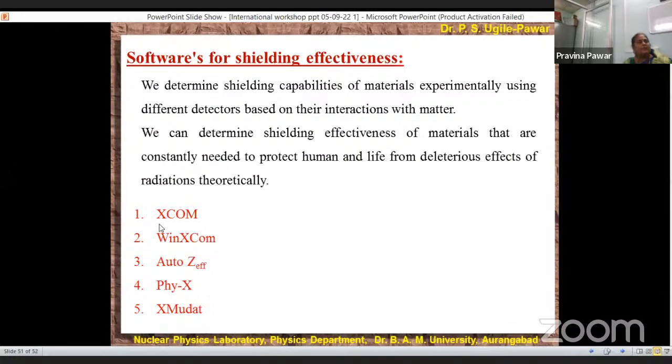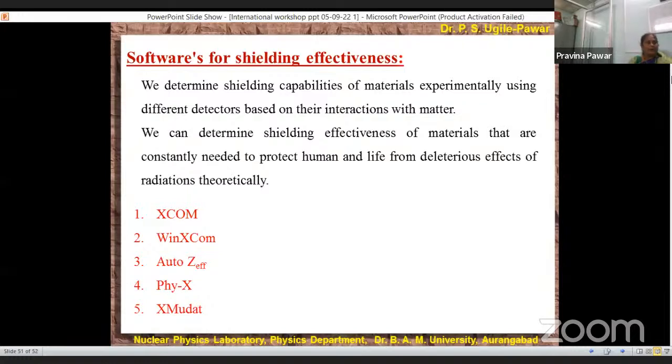So first we will see what XCOM is. This is a database. It is possible to obtain photon cross-section data for a single element, compound, or mixture by using this XCOM program. How to run this program?